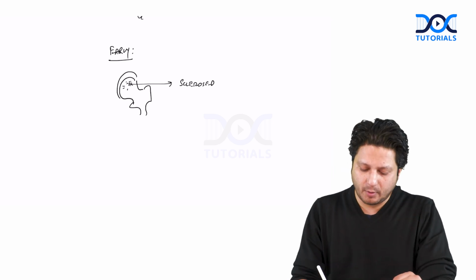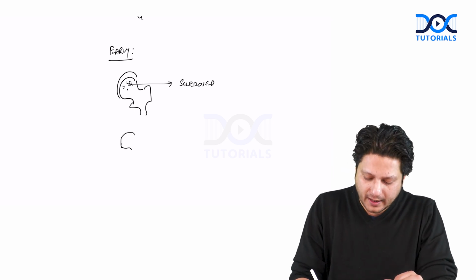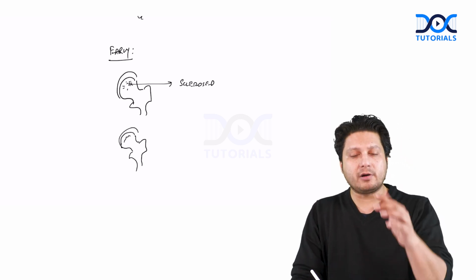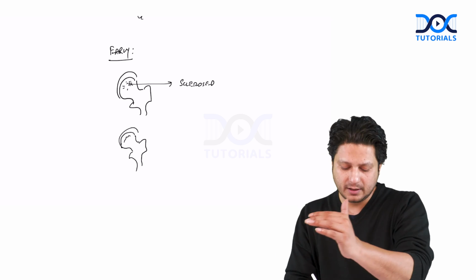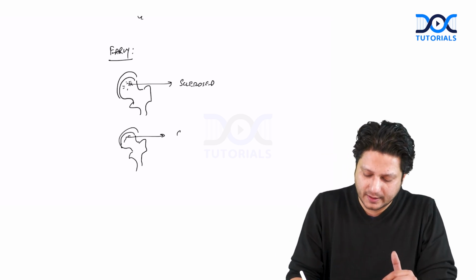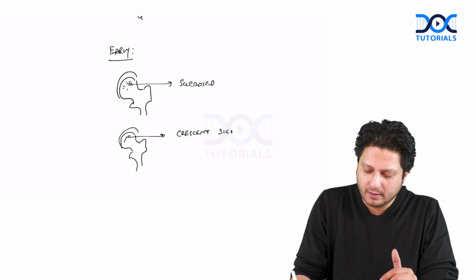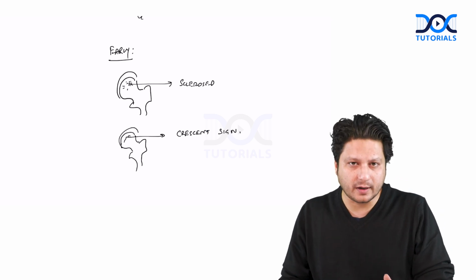So that is one. Point number two, because this area of the head of the femur will become weak under the influence of the weight bearing forces, there will be appearance of the subchondral fractures. So this subchondral fracture is known as crescent sign. So these are the earlier X-ray signs for avascular necrosis of the head of the femur.